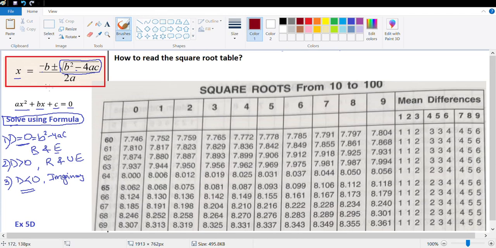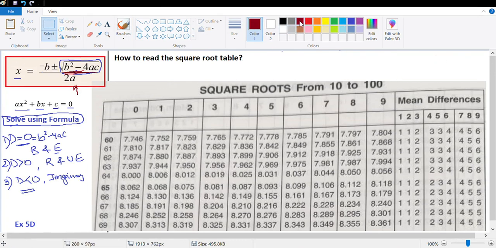Now in case it is not a perfect square, how do you solve it? Yes, you use the formula. Now I hope you notice that we will end up with square root of a complicated number, theoretically square root 13, square root 63. And how do you calculate a square root? That's why we will need to know how to read a square root table.